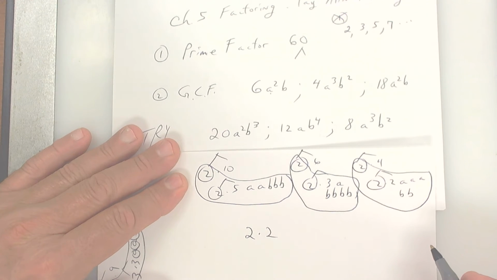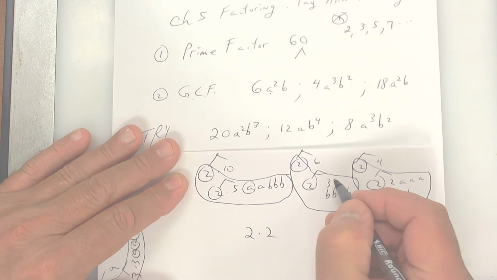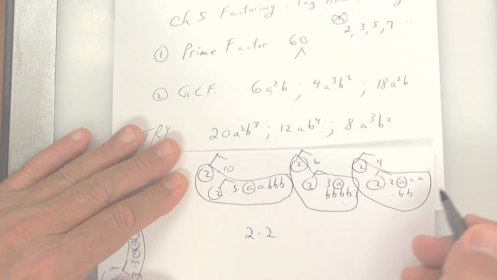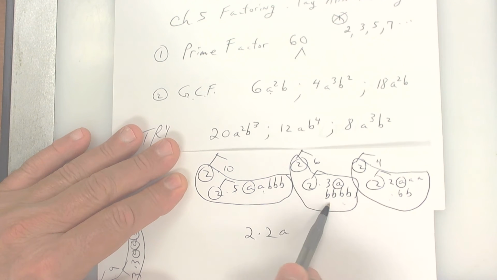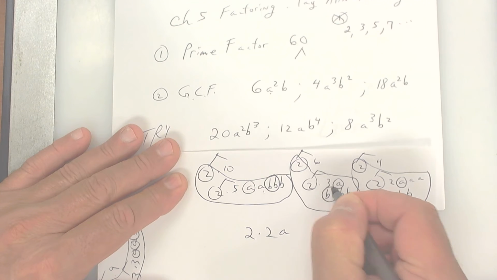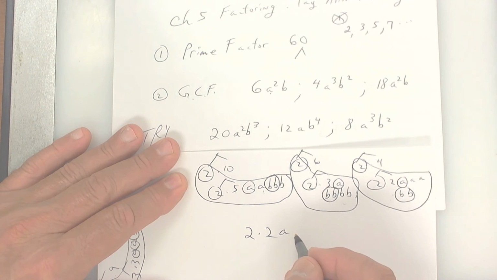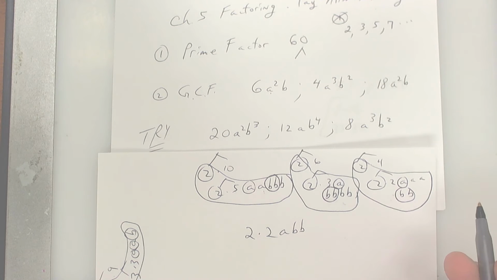Take another 2 out. This one has a 5, no 5s. This one has an A, this one has an A, this one has an A. Take an A out. This one has an A, this one has no more A's. You can't use A's. This one has 2 B's, this one has 2 B's, this one has 2 B's. Take 2 B's out. Now let me see if there's anything else in common.